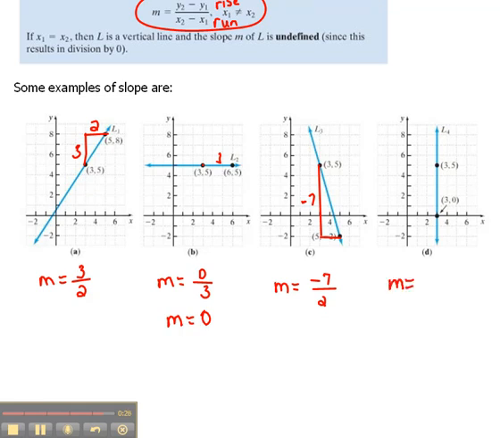For vertical lines, to get from, let's say, this top point to this bottom point, we would have to rise 5 units, or to go from this one to this one, either way, but we run nothing. When we divide by 0, we always call it undefined. So all vertical lines have an undefined slope.